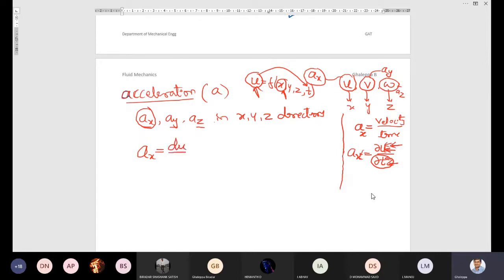So du by dt I will write here. That is acceleration in x direction is change in velocity with respect to time. So now this u is dependent on x, dependent on time.